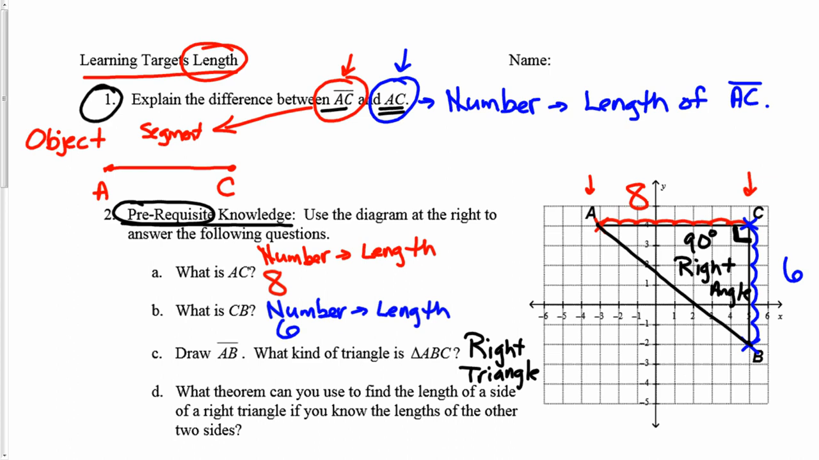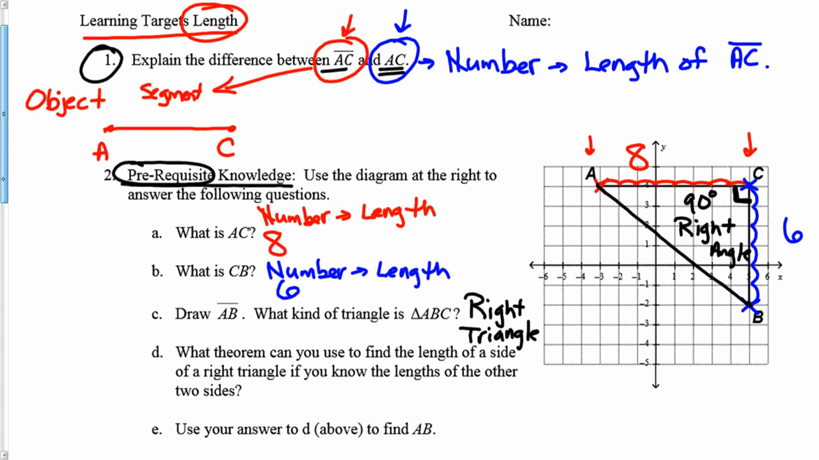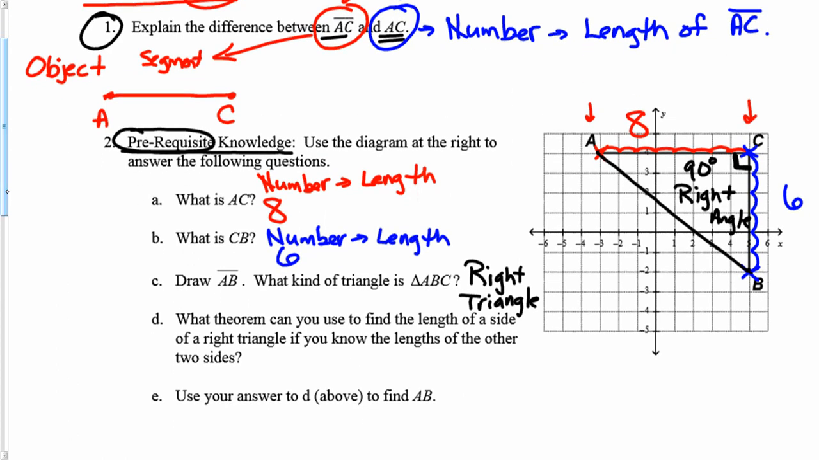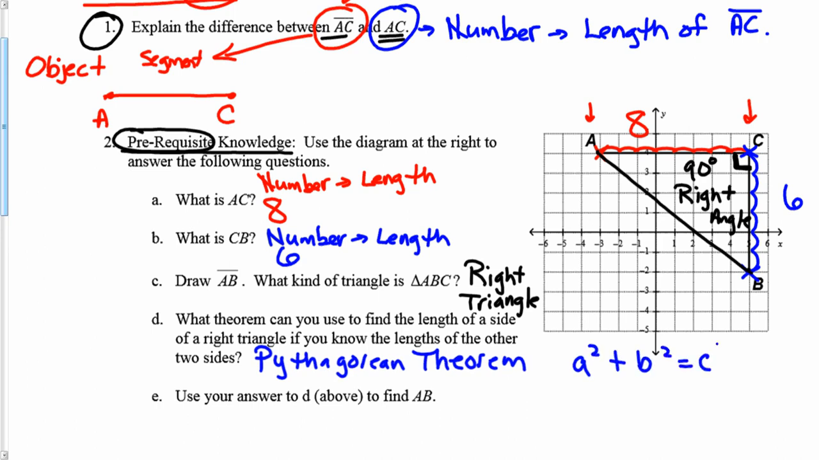So part D. What theorem can you use to find the length of a side of a right triangle if you know the lengths of the other two sides? So for this one, I need to know the name of the theorem. And I'm not sure if you remember the name, but in any right triangle, you can use Pythagorean Theorem. And you probably know that as a squared plus b squared is equal to c squared. Part E says, okay, use your answer to part D above, your Pythagorean theorem, to find AB.